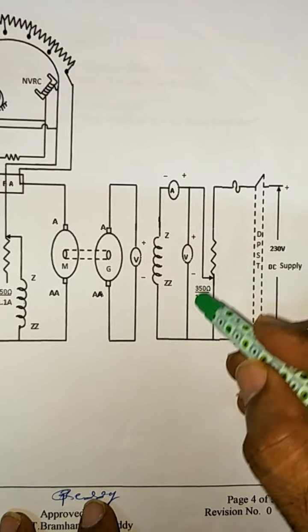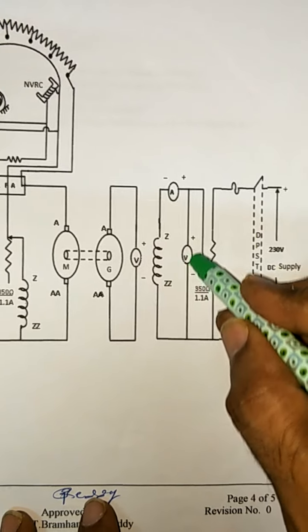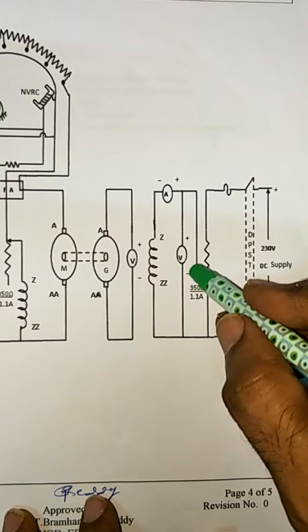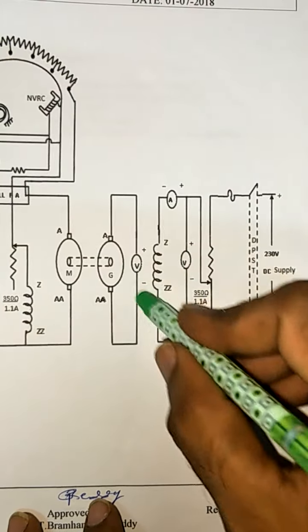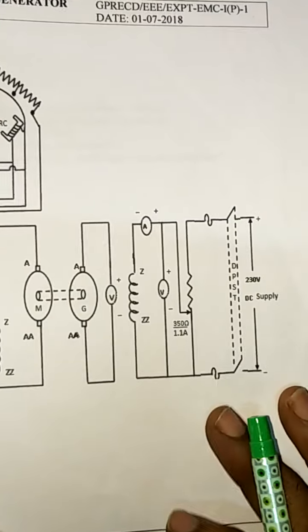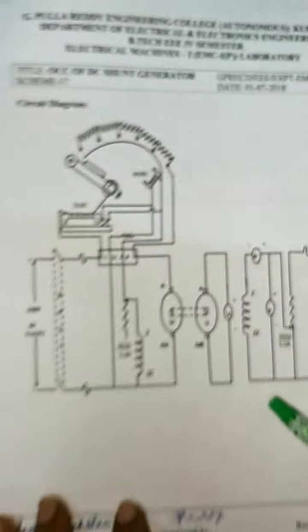There is a voltmeter connected across the field winding, that is V, and an ammeter in series with the field winding. Of course, all these ratings of meters are decided based on the nameplate details. I hope you understand now. This is the circuit diagram.